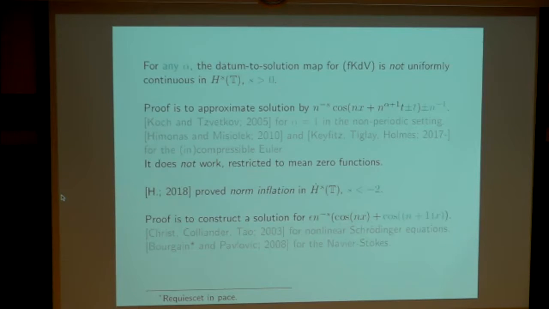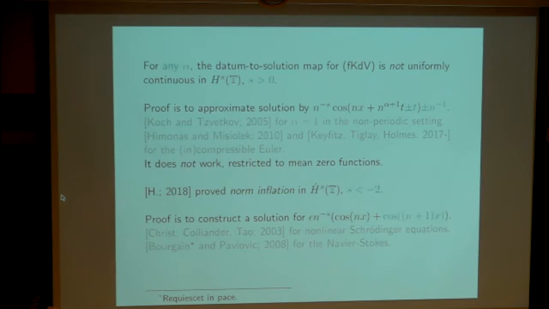But for the FKdV, for this equation in the periodic setting, the average of the solution is a conserved quantity, so the equation is invariant in the space of mean zero functions. And in the mean zero functions, you cannot play this game of shifting the solution up and down. Moreover, this argument only uses the linear part of the equation. It cares nothing about what the nonlinearity is. So are there any other ill-posedness scenarios that are driven by nonlinear effects?